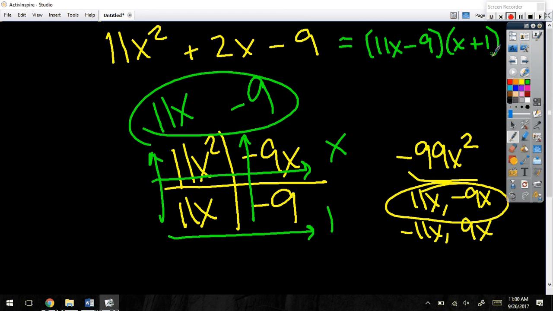Why is that just x? Because 11 and 9, they don't have a GCF. Don't worry about it like that. Why not one? Well, it's 1x. They both have an x to give. So you could write 1x here if you wanted to.